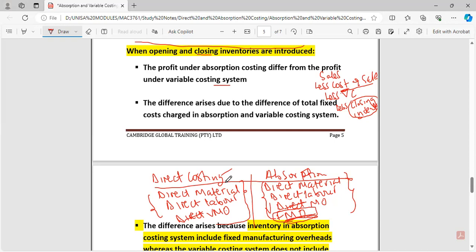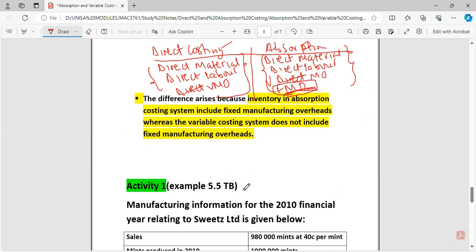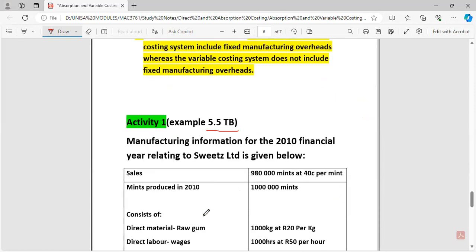Okay, so let's look at the question. I always prefer the question. The question will explain more when you are doing it. I think I took it from your textbook for MAC, example 5.5 in your text, right? They say here: manufacturing information for the 2020 financial year relating to Sweeties Limited is given below.